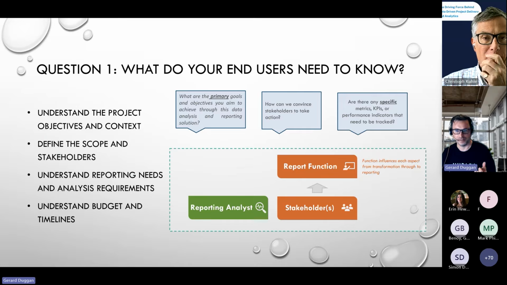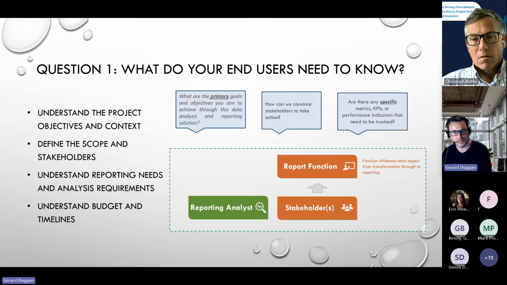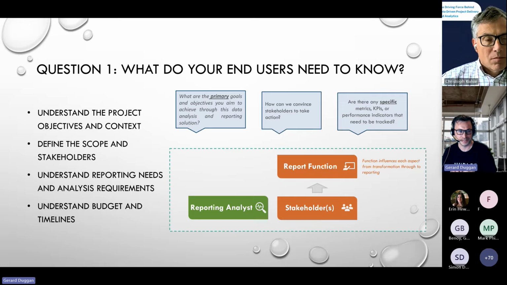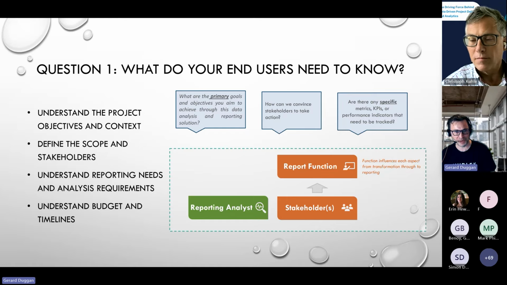Yeah. But this is probably a bit of an expansion on what I just discussed there about what your end users need to know. So you want to understand the objectives and the context. You want to define the scope. So the scope is important. What's your dashboard going to be called? Is it a monthly progress report, or is it daily? I don't know, some sort of a daily report that your operational team needs, and then define that scope and the stakeholders, and then understanding the needs and the analysis requirements, and then obviously you need to understand how much money you've got to spend to develop it, and when it needs to be delivered.